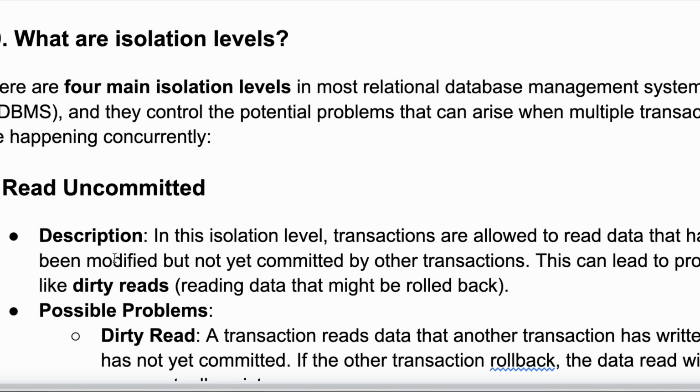Next question is, what are the isolation levels? These are advanced concepts in the database, but if you are experienced, you will be asked this type of question. There are mainly four isolation levels in most relational database management systems, and they control the potential problems that can arise when multiple transactions are happening concurrently.